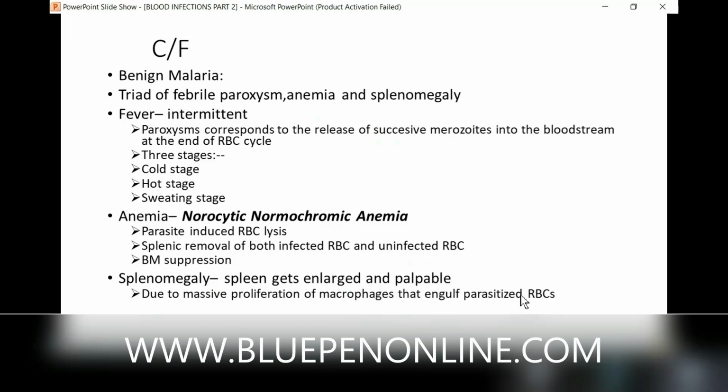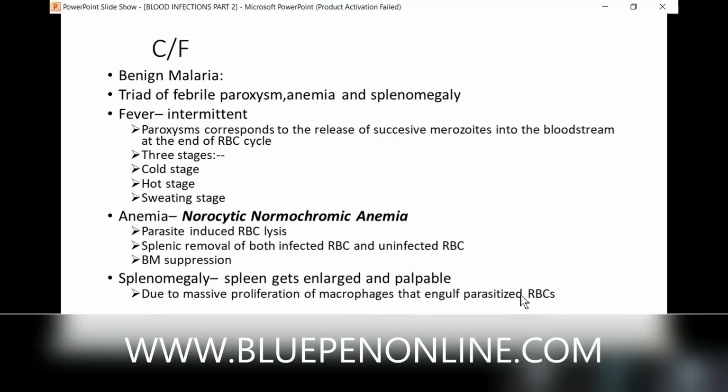Then there will be anemia in this patient, and the type of anemia will be normocytic, normochromic anemia, because the problem is not with the production of the RBCs. The problem is that the organism invades the RBCs and causes rupture of the normal RBCs, and that's why there is normocytic, normochromic anemia. The parasite induces RBC lysis, and that is one cause of the anemia.